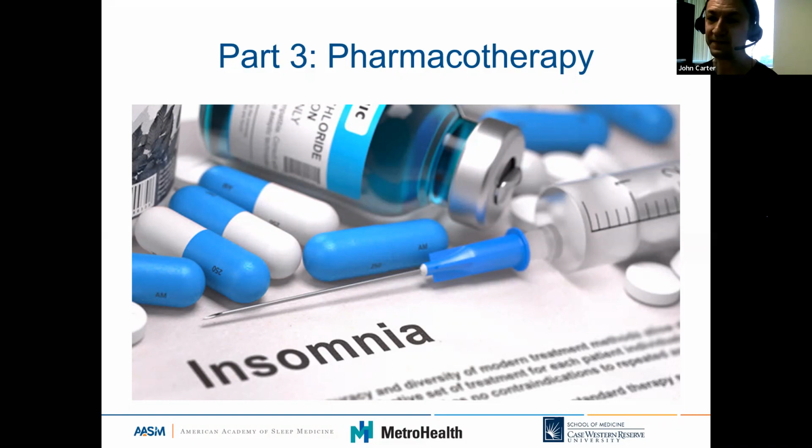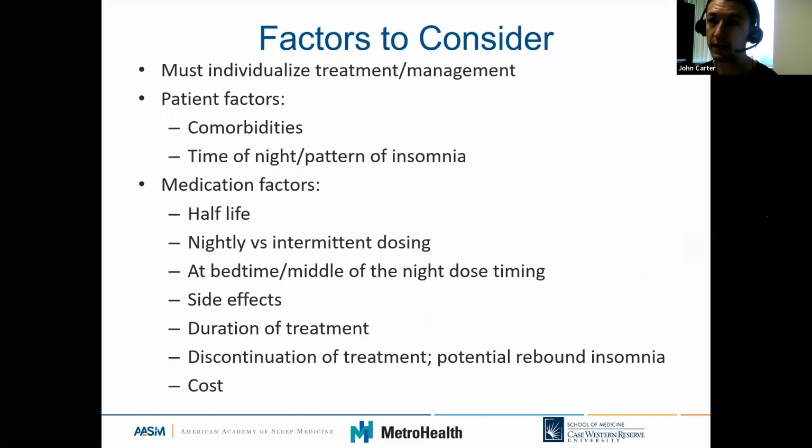Okay, pharmacotherapy. So as with any other treatment for insomnia, you really want to meet the patients where they're at. It's important to individualize the treatment to the patient, and therefore it's important to understand the mechanism of action of the medications that you have at your disposal. It's important to understand how quickly they act, their duration of action, their half-life, their interactions, et cetera, when you're trying to optimally treat patients for their insomnia.